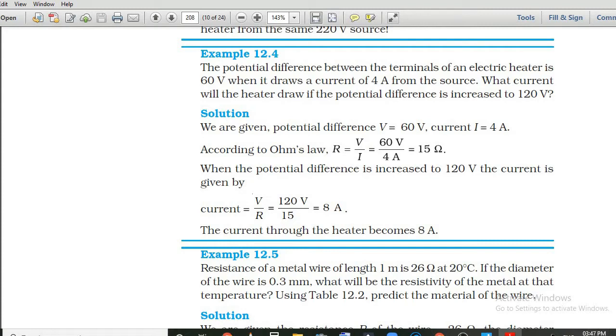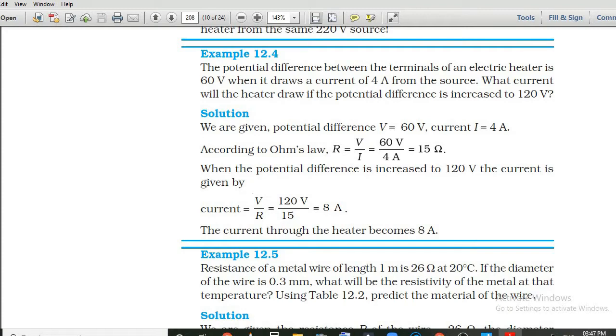Again we are discussing an electric heater. At that time, now we are only giving 60 volt. That means not the usual household electric power supply. In our household power supply we give 220 volt, but in this situation, this is just an example, we have supplied 60 volt. When we give 60 volt, the current is 4 ampere. Now what have we done? We increased the voltage, increased the potential difference to 120 volt. Initially it was 60 volt, now it is 120.